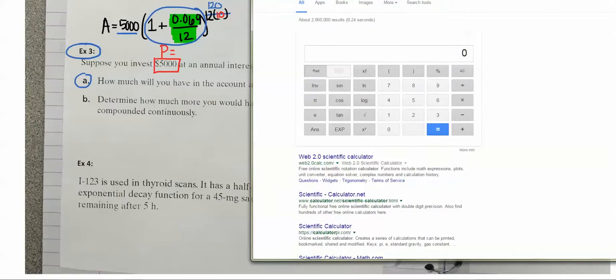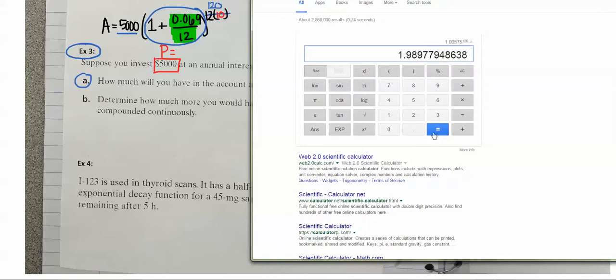Okay, so let's do this. All right, 0.069 divided by 12. I'm already messing up. Clear, clear, clear. Okay, it gives you that. Then we're going to add the 1 to it. Easy. And now we're going to take it to the 120th power. So x to the y.